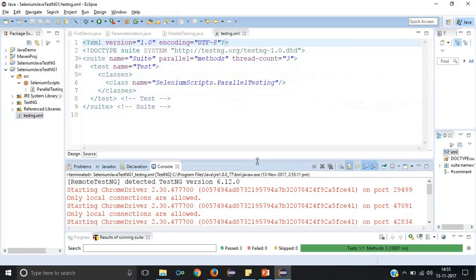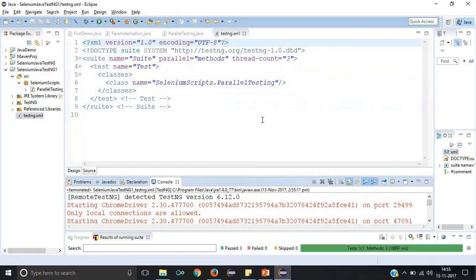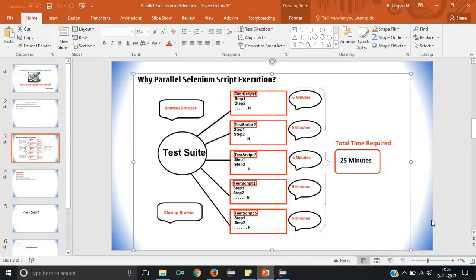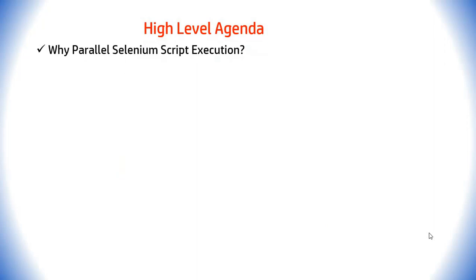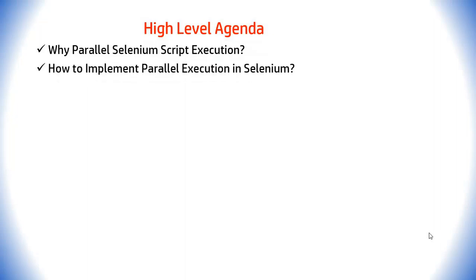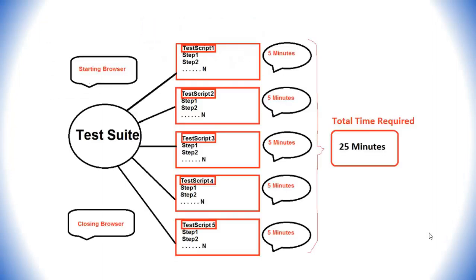That is how you have to implement parallel execution in your test suite, and you can launch different browsers as well. If you find any difficulties in doing it, you can comment in the comment section below this video. That's all I have in this video tutorial, and we'll discuss some of the advantages. First, we discussed why we need to execute a Selenium script in parallel, and after that, how to implement parallel execution in Selenium. Finally, we'll see the advantages of implementing parallel execution.